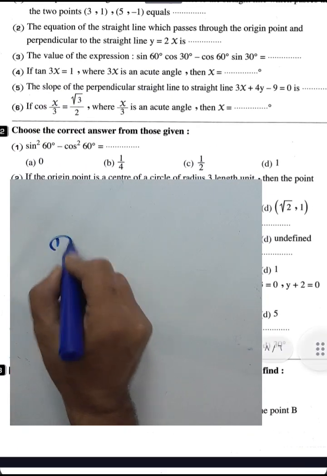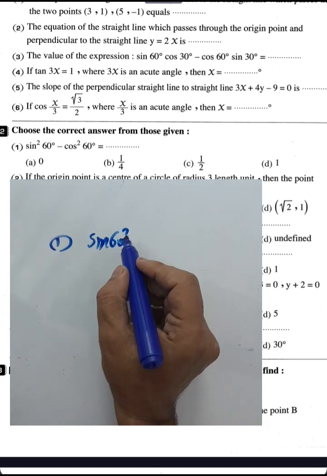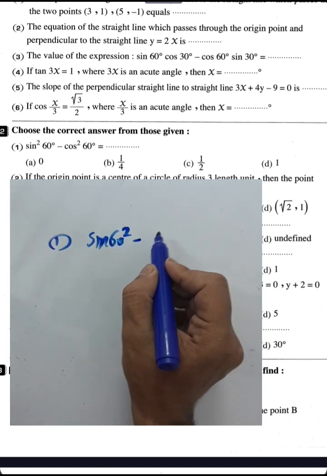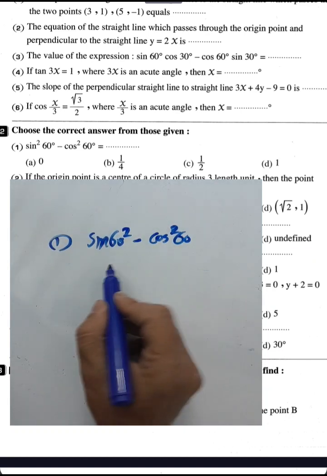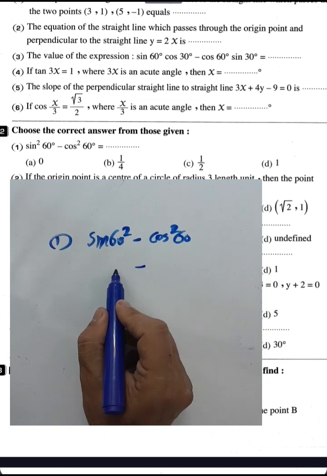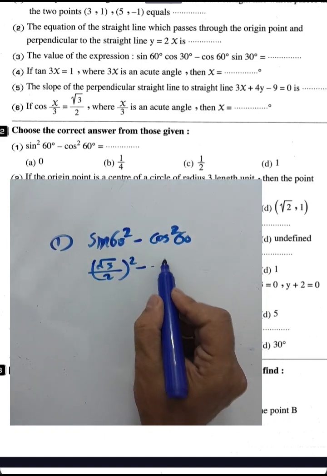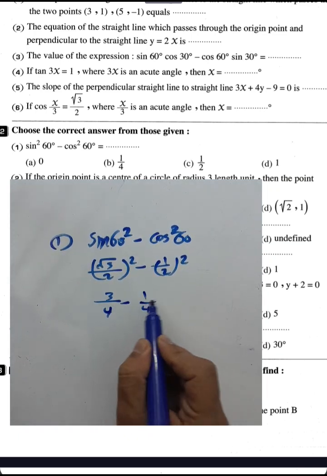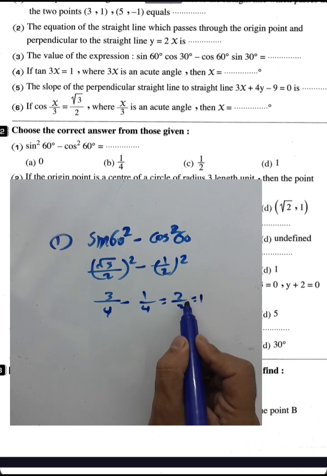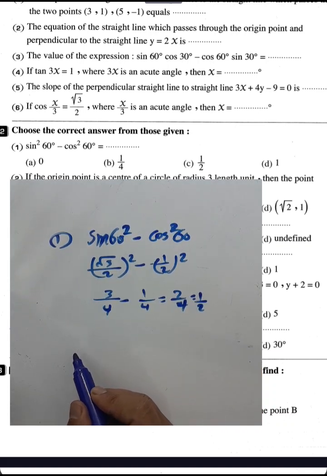Choose the correct answer. Number 1, sine 60 power 2 subtract cosine 60 power 2. Sine 60 will be root 3 over 2 from the right angle triangle, and cosine 60 will be half, power 2. 3 over 4 subtract 1 over 4 is 2 over 4, which is half. Choose letter C for question number 1.